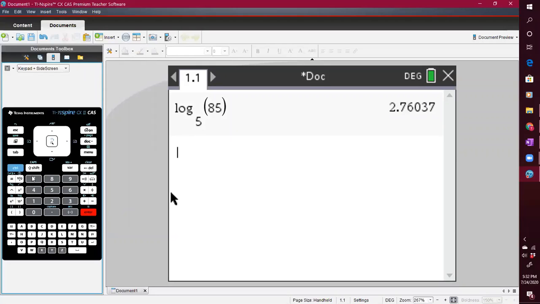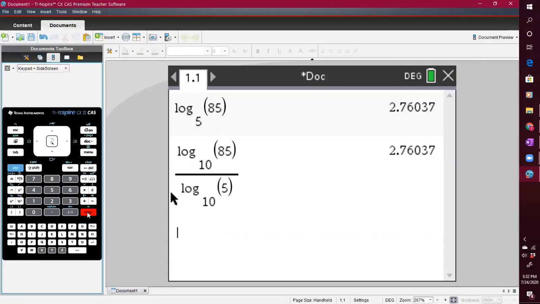All right, now let's do a quotient, and let's take just the common log. I'm going to do the common log of 85. And now tab down below, and we're going to do the common log of 5.